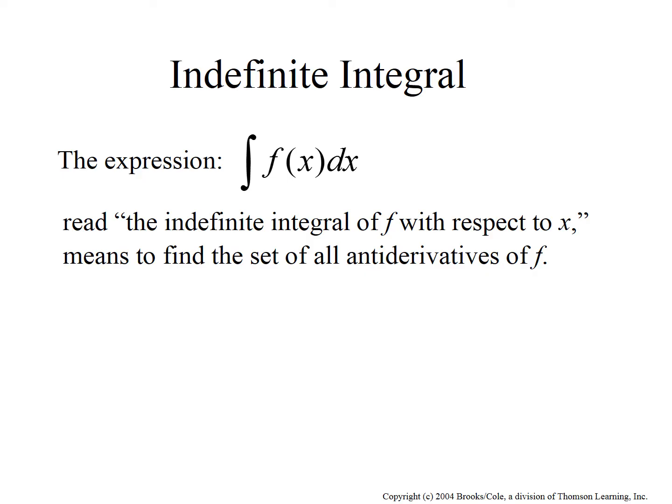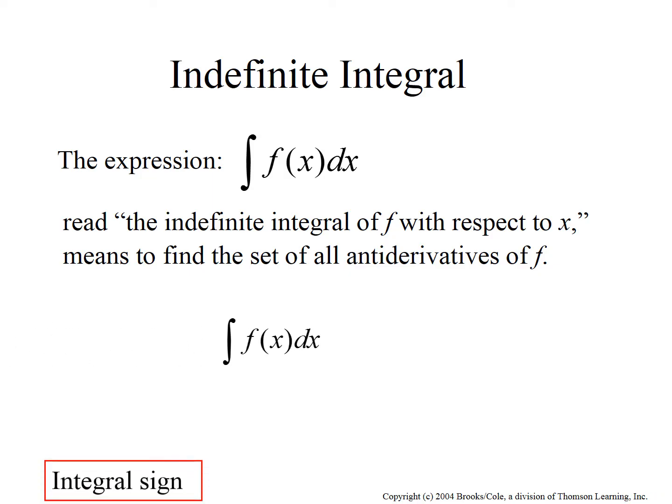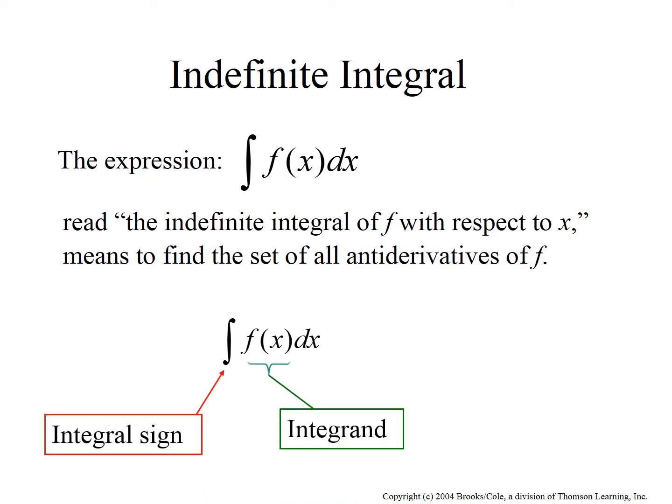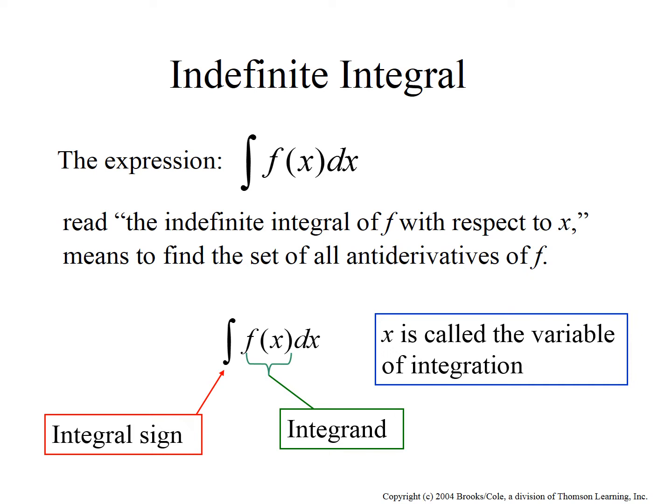we need to understand our notation. This elongated S symbol is called the integral sign. What is inside of that is called the integrand, and this is what we call a dummy variable. It is just telling us that we're taking the derivative with respect to x. So this lets us know that our final answer will have x's in it.